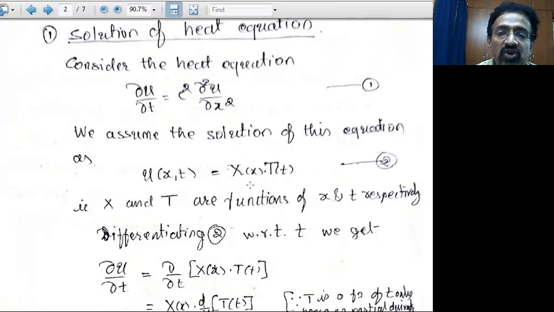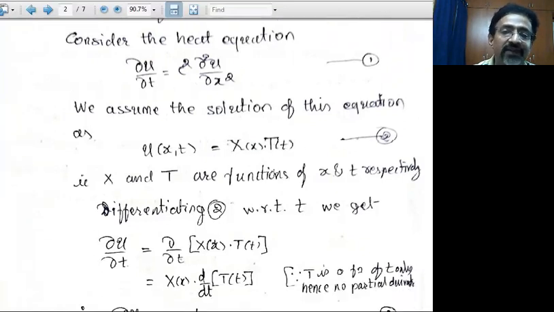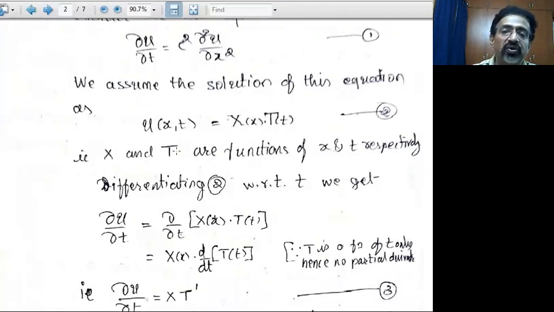So u of x comma t is equal to capital X, a function of x, times capital T, a function of t. So u is equal to X times T. Now I differentiate because I need del u by del t and del squared u by del x squared. So I differentiate equation 2 with respect to t as well as with respect to x twice.